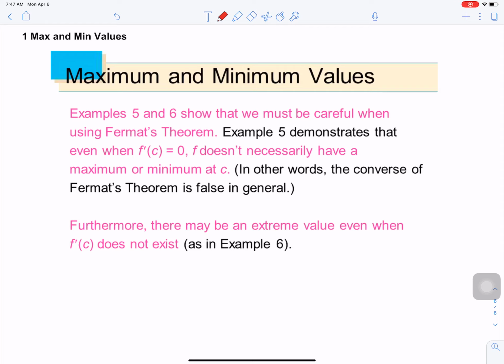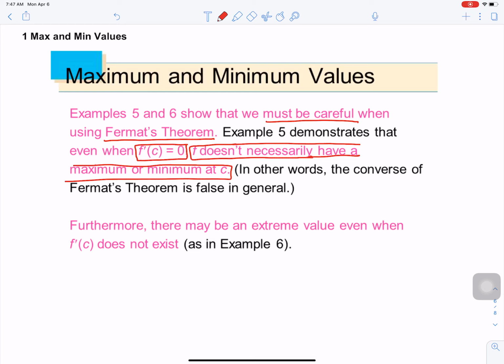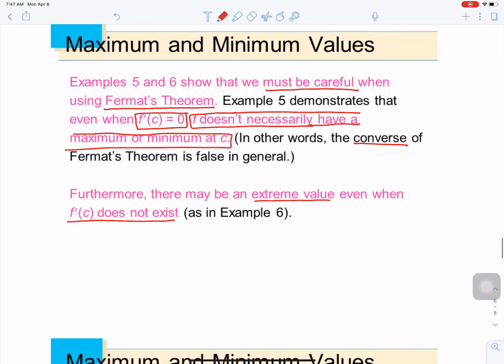Now again, this is where we have to be careful. We have to be careful when we're using Fermat's theorem, because what this tells us is that if the derivative equals 0 at a point, it doesn't have to mean there's a max or min. It could mean that there's a potential max or min. So this is saying that if we do the converse, sort of the reverse of Fermat's theorem, it's not a true theorem, and it's actually false. Okay, and furthermore, there could be an extreme value, which is referring to either local maxes, local mins, potential absolute maxes and mins, where the derivative does not exist.